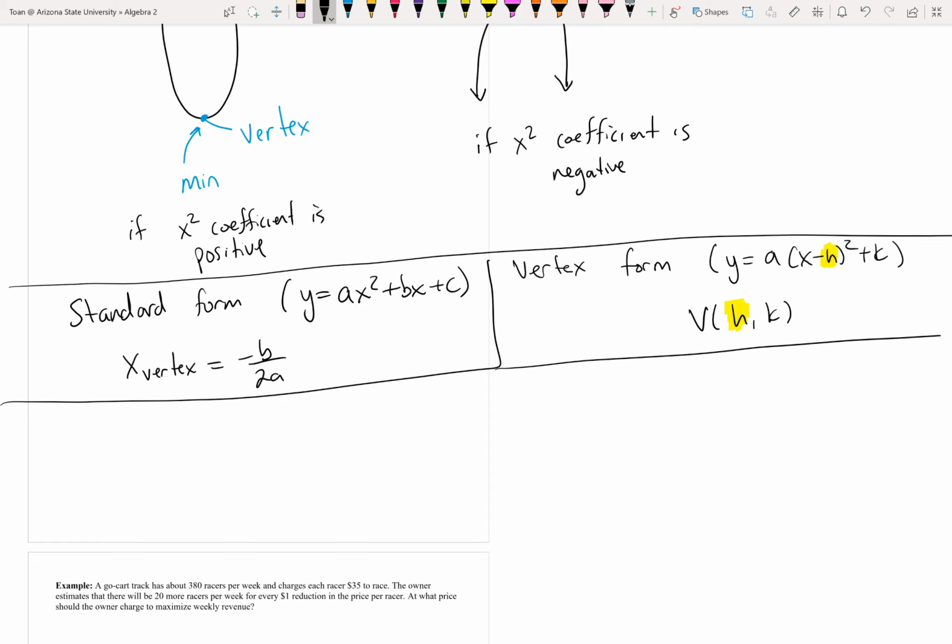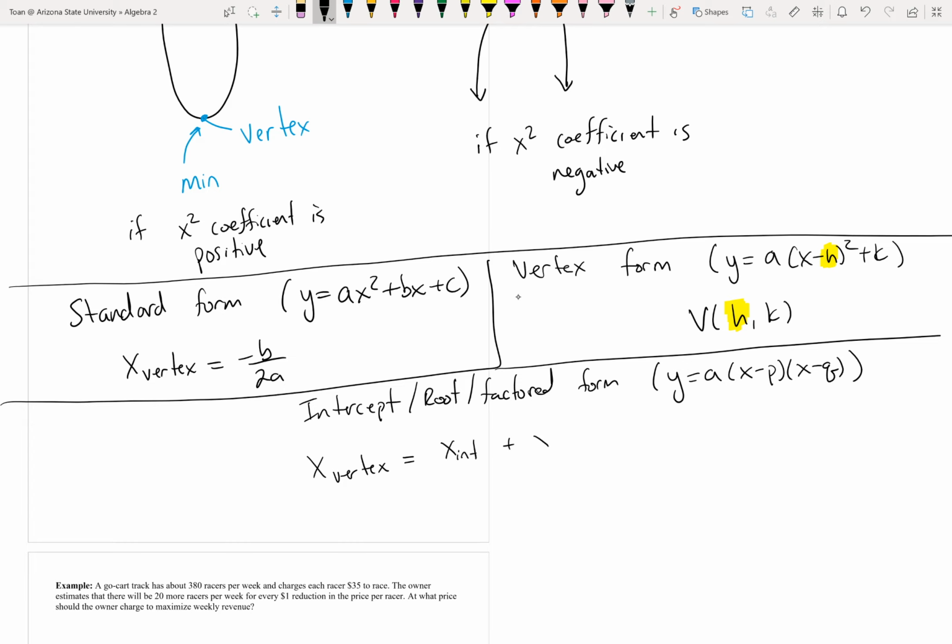And if you had intercept form or root form, also known as factored form, so y equals a times (x minus p) times (x minus q), here the x-coordinate of the vertex would be the average of the x-intercepts. So that would be x-intercept number 1 plus x-intercept number 2, all over 2. Now, with standard form and intercept form, I only show the formulas to find the x-coordinate of the vertex. I hope everyone understands that to find the y value, you just plug it in.